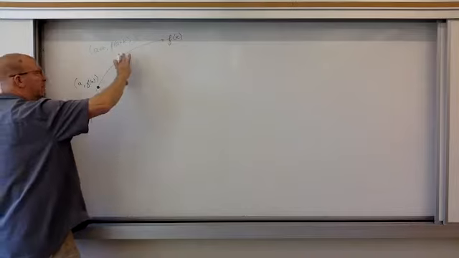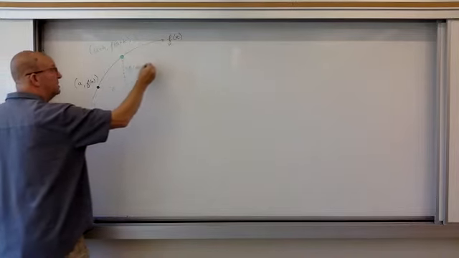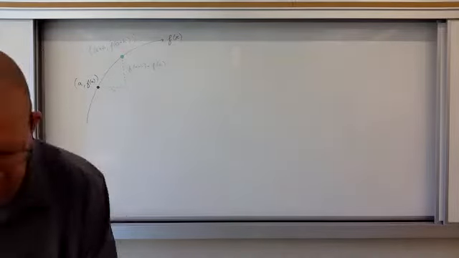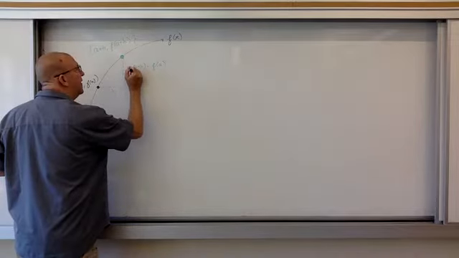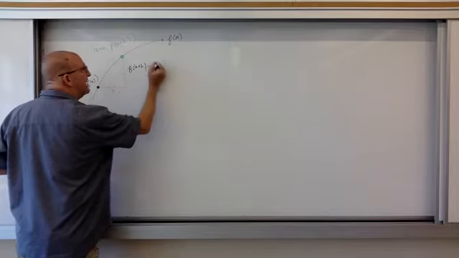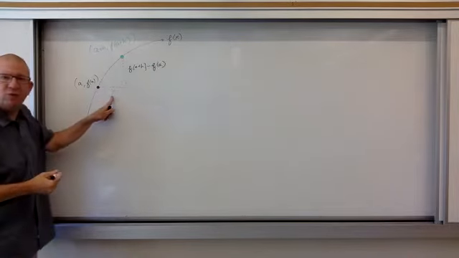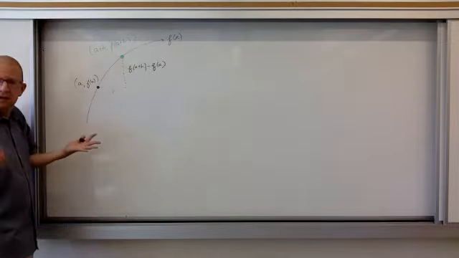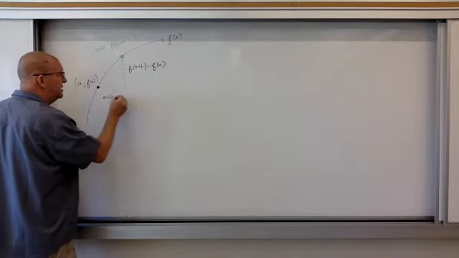This distance here is f of a plus h minus f of a. Don't you agree? Let me do that in black. I'm not feeling the green marker here. F of a plus h minus f of a. And although this is h units, how did we get that? Well, we did a plus h minus a, right? So h, which is a plus h minus a.